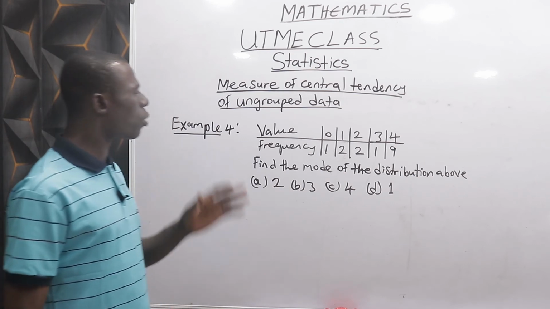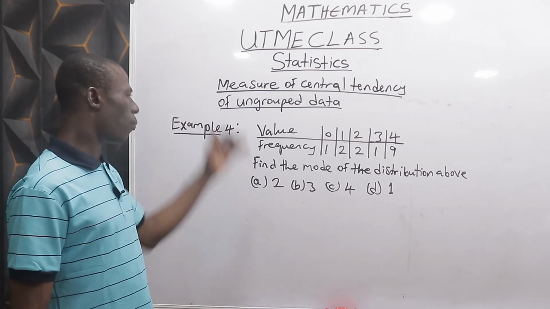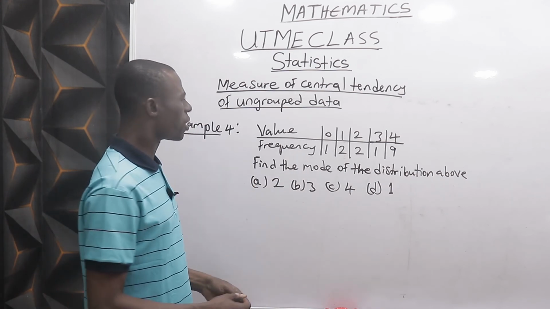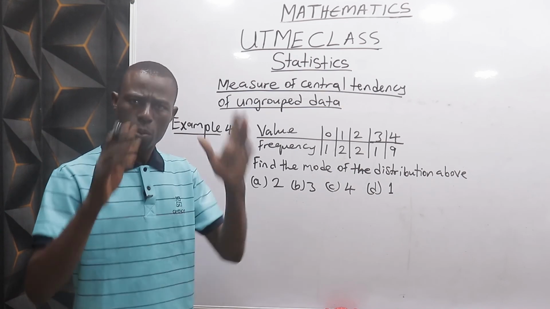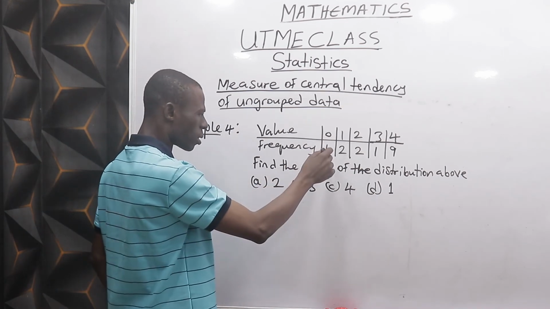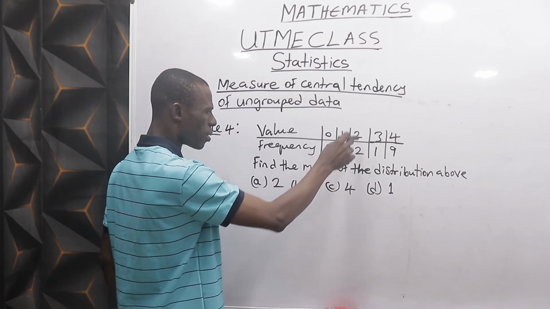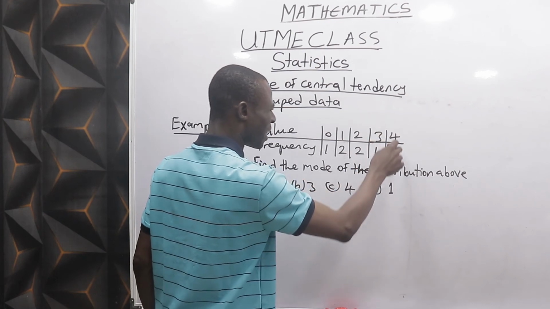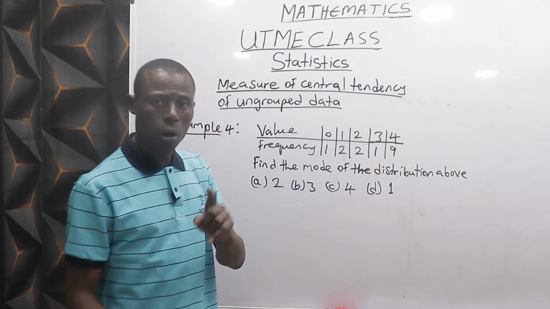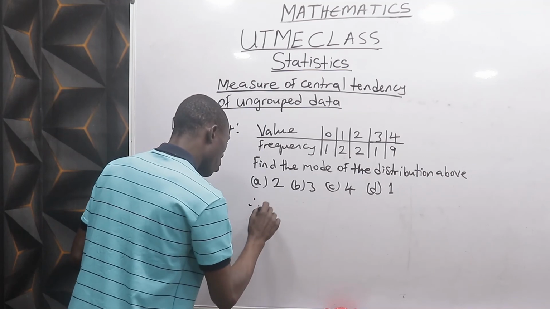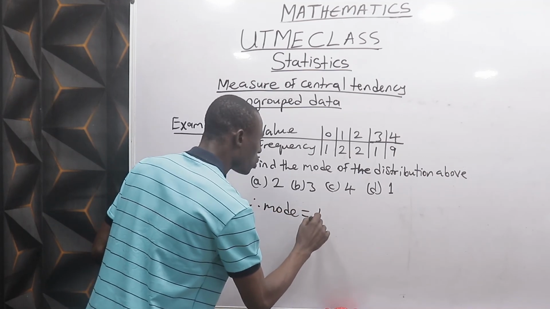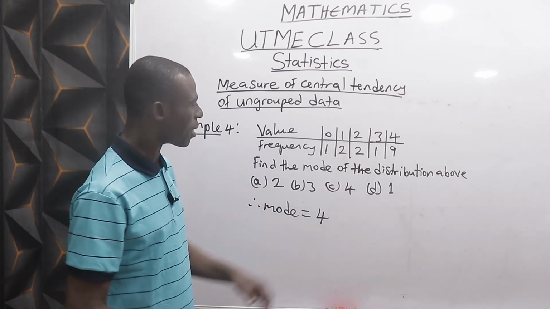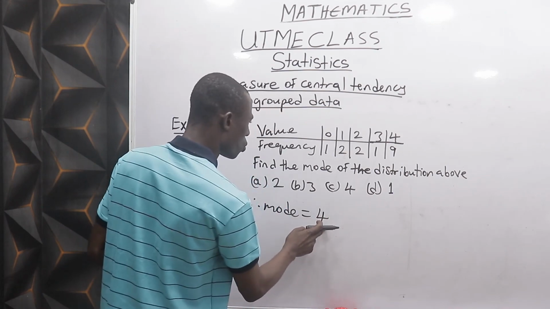Find the mode of the distribution above. In this table, what's the mode? Mode is the value that appears most. 0 appears 1 time, 1 appears 2 times, 2 appears 2 times, 3 appears once, 4 appears 9 times. Definitely 4 is our mode. Therefore, mode equals 4, because 4 appears most. It appears 9 times. And that corresponds to option C.